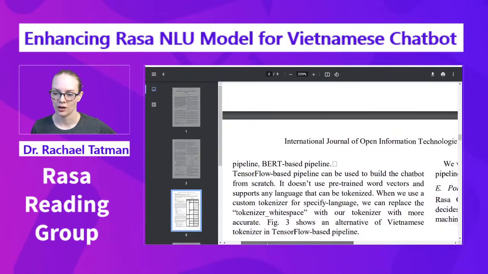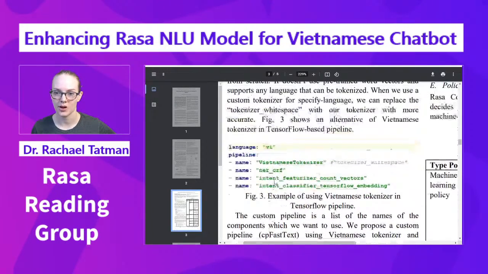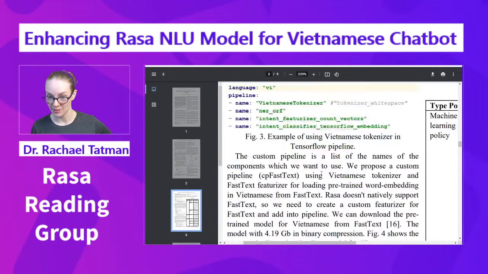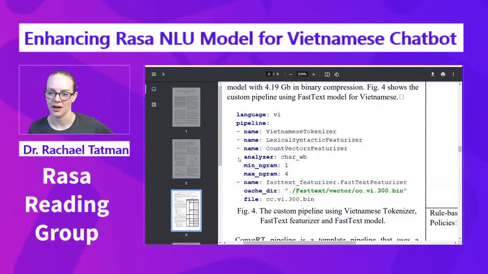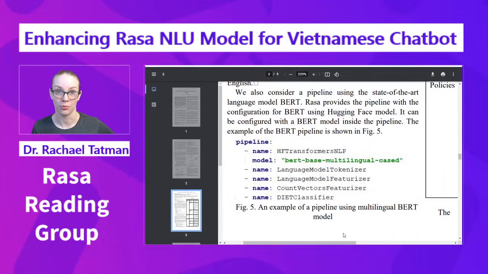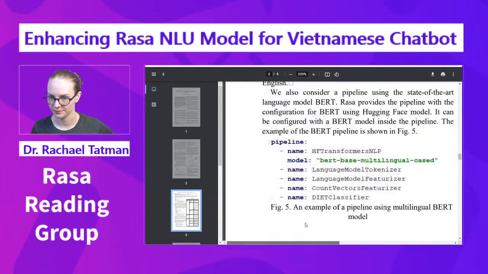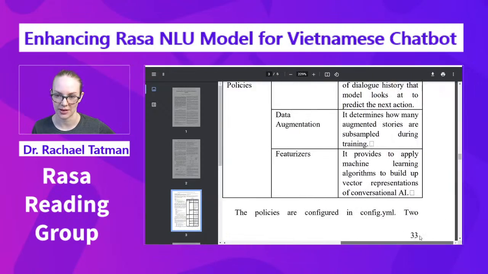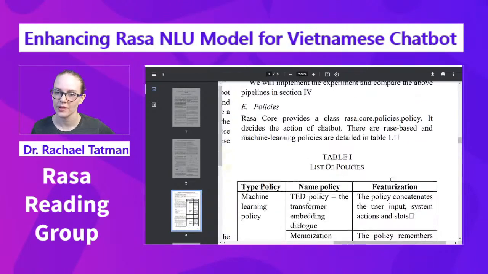So the pipelines that we're going to be working with are the baseline, I would call it, Vietnamese tokenizer, the fastText version, and then the BERT version. And this is the version of BERT that was based on multiple languages.